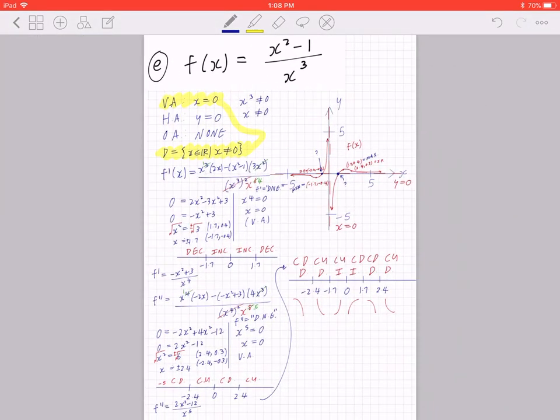And this is how you graph f of x equal to x squared minus 1 all over x to the power of 3. I hope this makes sense.